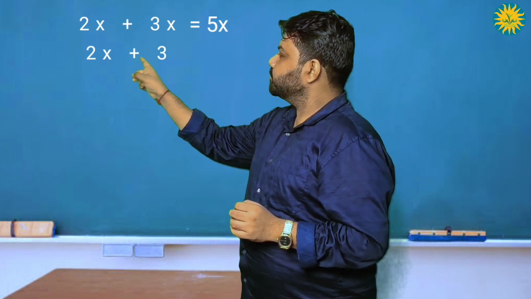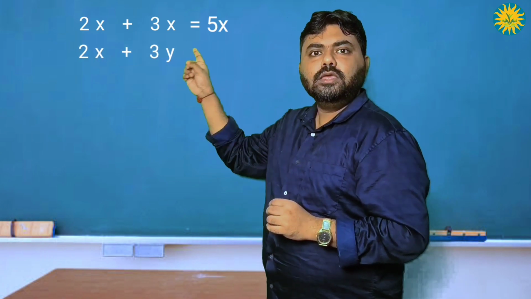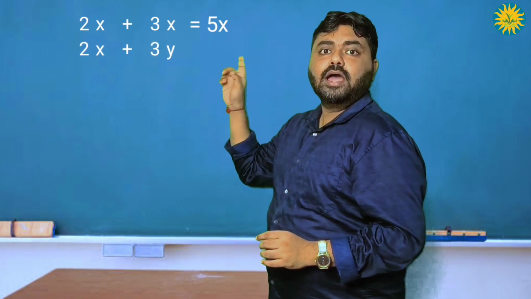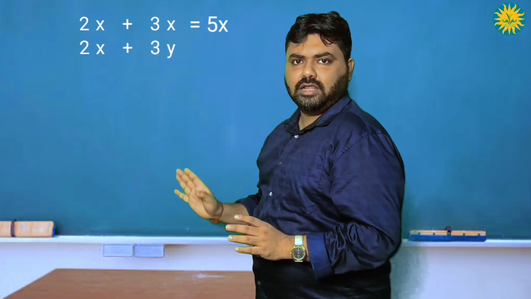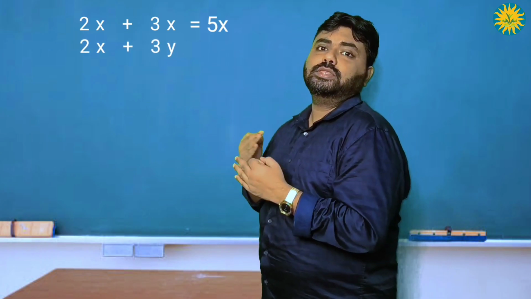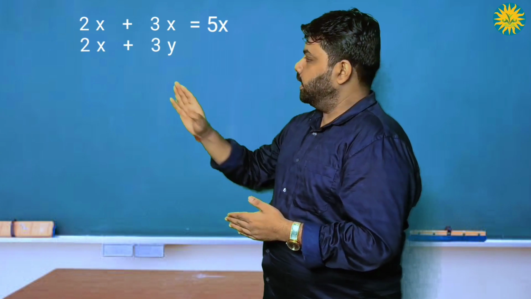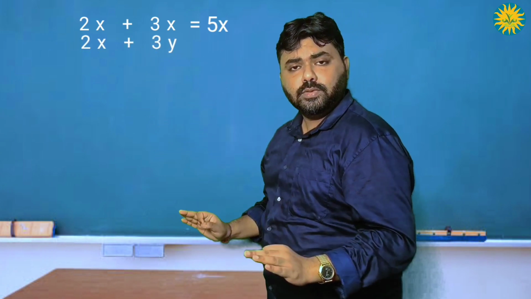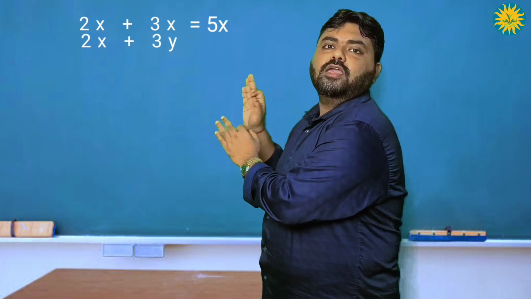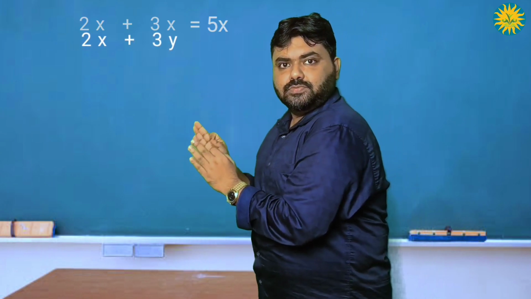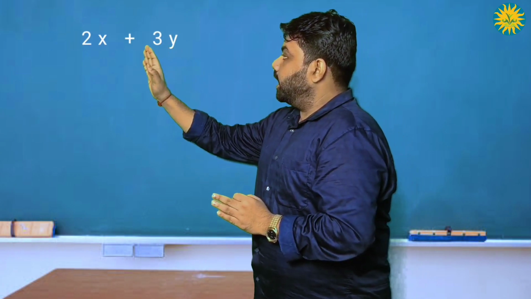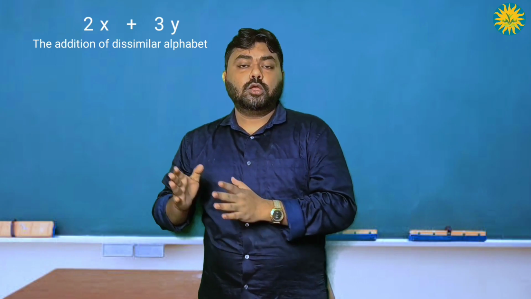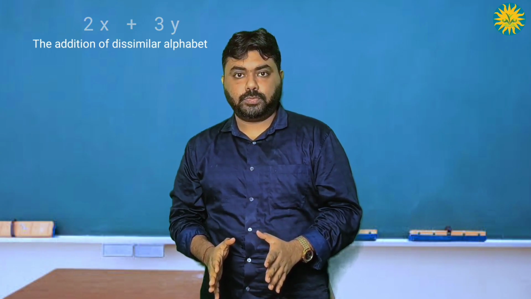Now if we write 2x plus 3y, will it be 5xy? No. Since x and y are totally different alphabets, we cannot add x with y. That is, the answer will be 2x plus 3y only. It will not be 5xy. So this is basically the addition of dissimilar alphabets, or what we call unlike terms.